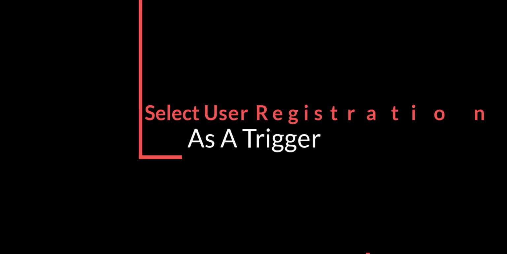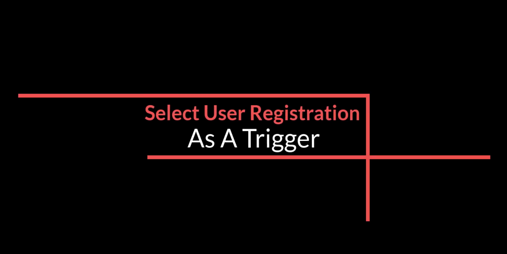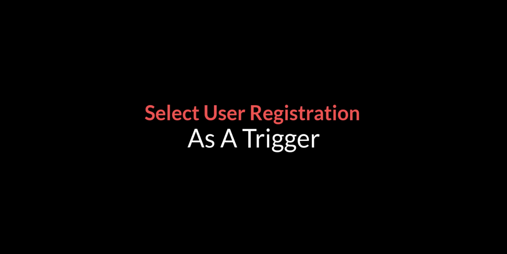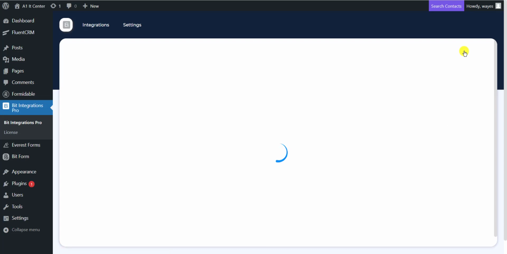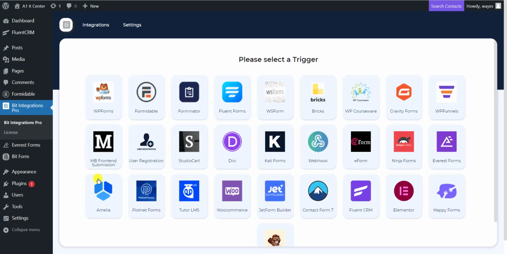Hi, in this tutorial, I will show you how to select user registration as a trigger and send data to Bit Integrations Actions. At first, open the Bit Integrations dashboard and click on Create Integration button to create an integration. Now select User Registration as a trigger.